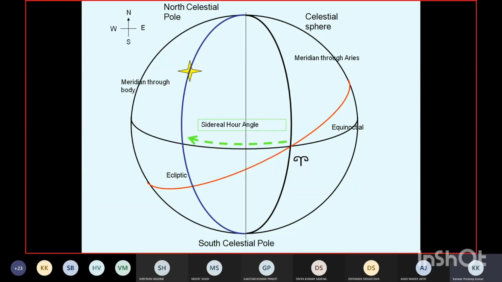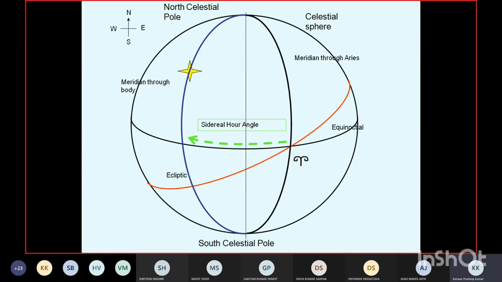But for the time being, if we had given GHA for every star, how many navigable stars are given in the almanac that we use for navigation? 57. So imagine if GHA for 57 stars were also given, how bulky and how big the almanac would become. It would be very difficult to use. So we give SHA for the star.